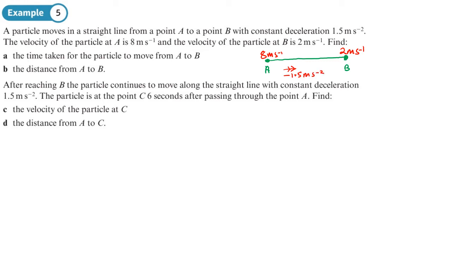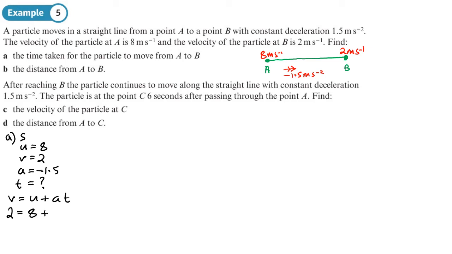And what we need to do in part A is to find the time taken to get from A to B. So we write out SUVAT like this and fill in what we know. Well, the initial velocity is 8. The final velocity at B is 2. The acceleration is negative 1.5 because it's a deceleration, and I want to find the time taken, so I want to find t. So that means I'm going to be using the equation V equals U plus AT.